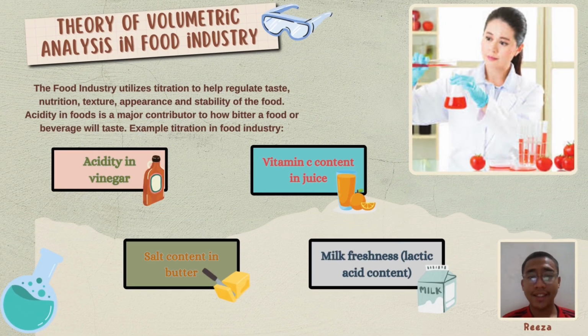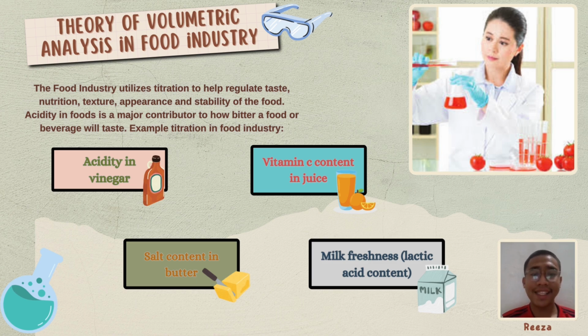The food industry utilizes titration to help regulate taste, nutrition, texture, appearance, and stability of the food. Acidity in foods is a major contributor to how bitter a food or beverage will taste. Titration is a common analytical technique used in the food industry to determine the concentration of certain substances in food products. Here are a few examples of titration applications in the food industry.